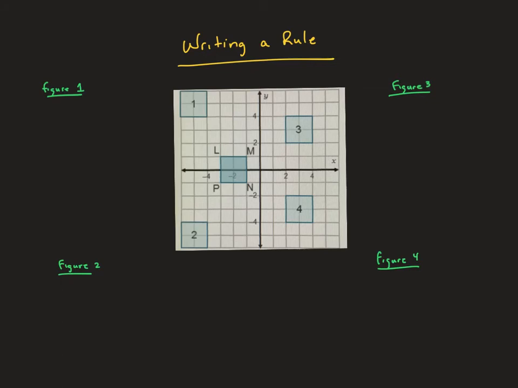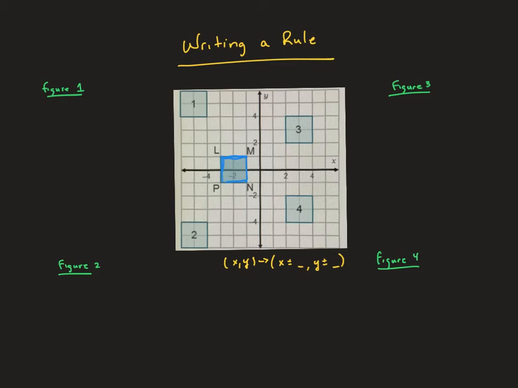Now the rules here, writing a rule again, I am looking for something that is going to be X, Y, and then X plus or minus some value, and then Y plus or minus some value. So writing a rule, and I'm going to start off here with L, M, and P. And again, it's a translation, so my orientation stays the same.